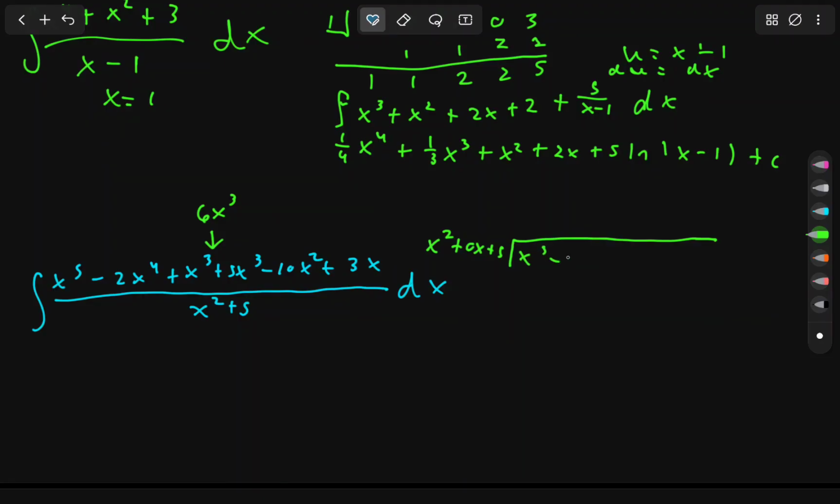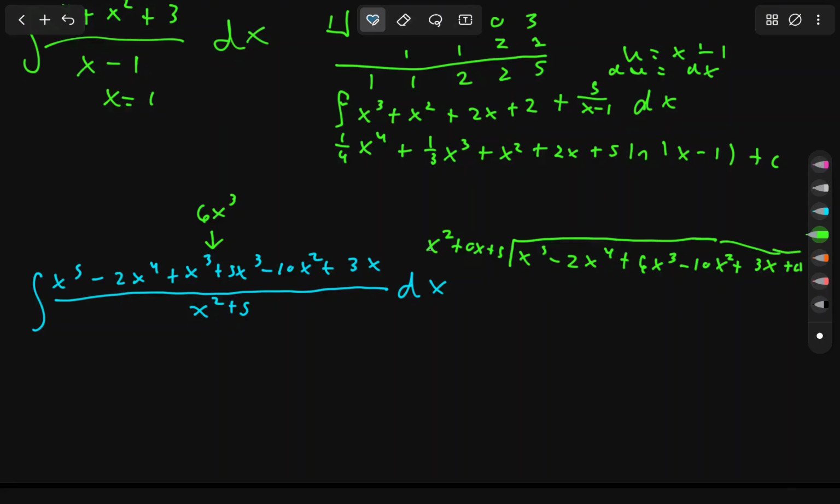So x to the 5th minus 2x to the 4th plus 6x cubed minus 10x squared plus 3x. Luckily, there's no constant, but that's the scary part. So we're going to say plus 0. Now we have to get to work.